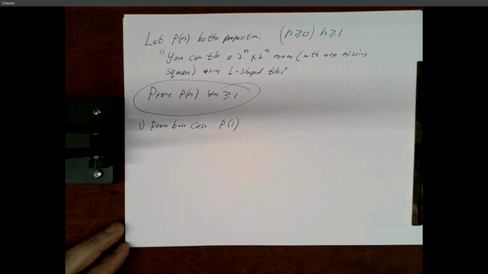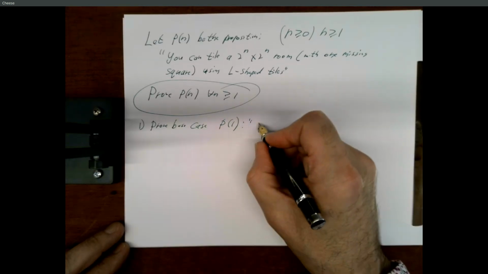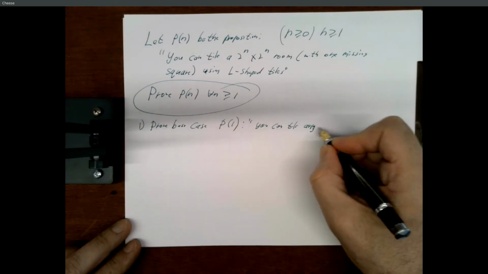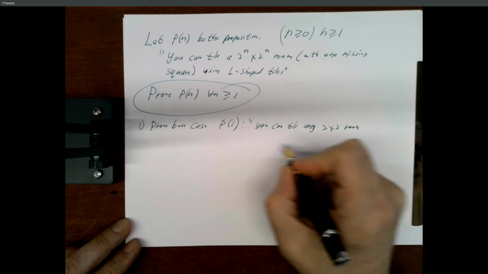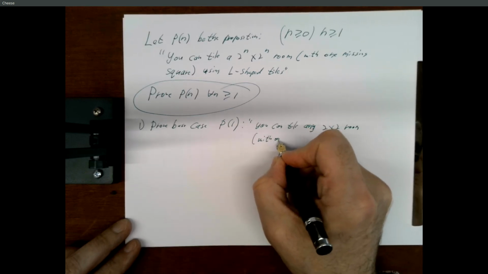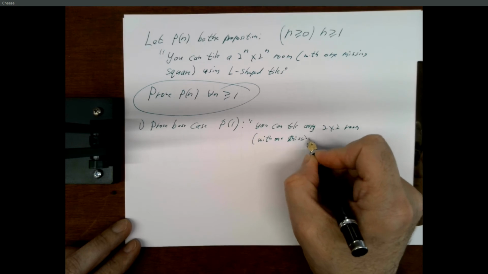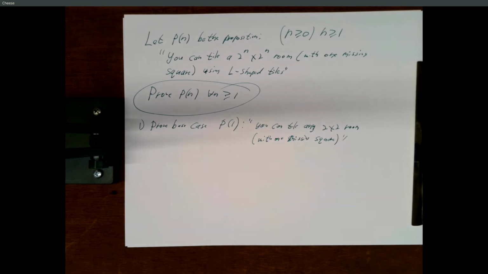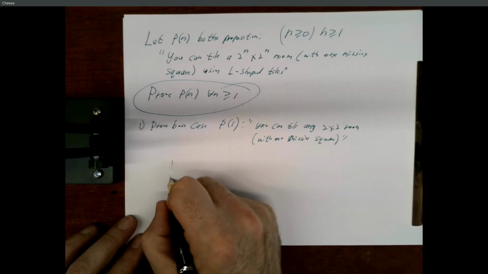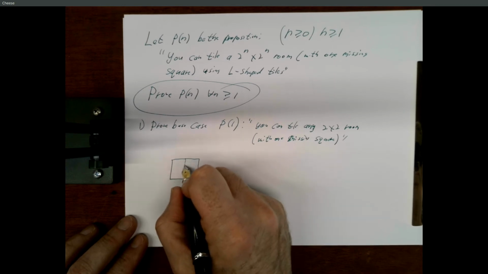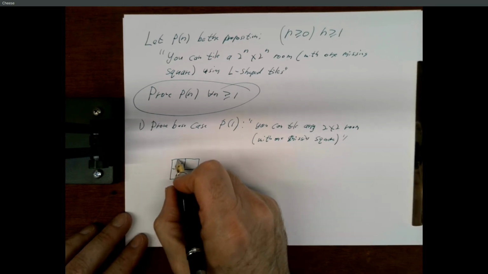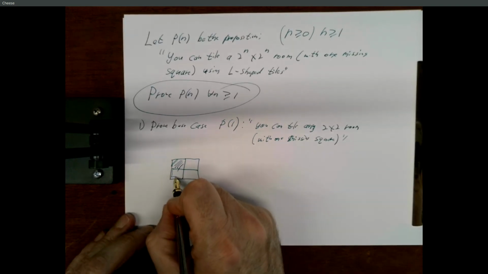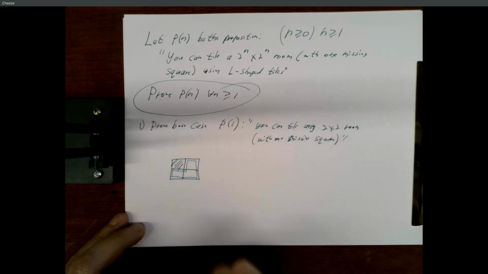Well, what does P of 1 say? P of 1 says you can tile any 2 to the 1 by 2 to the 1, that's a 2 by 2 room, with one missing square. Well, how do we prove that? We prove that by doing it. So here's a 2 by 2 room, and let's suppose that this square is missing. Can I tile that with L-shaped pieces? Yep. I can put my L-shaped piece down right here, and I'm done.